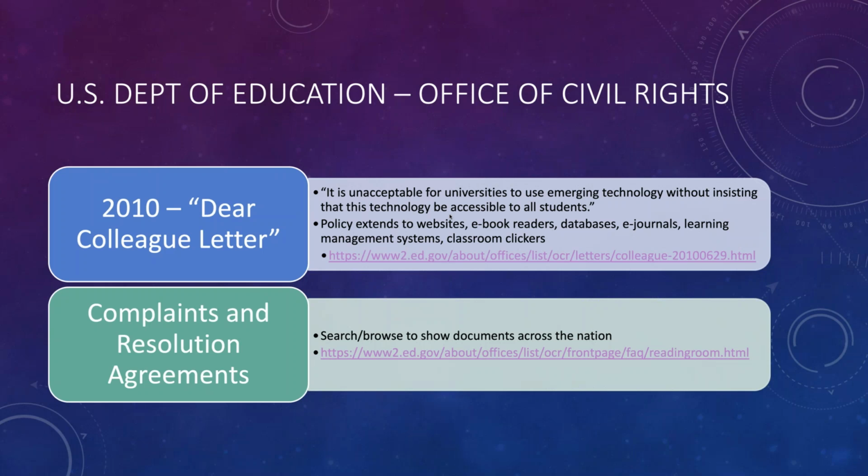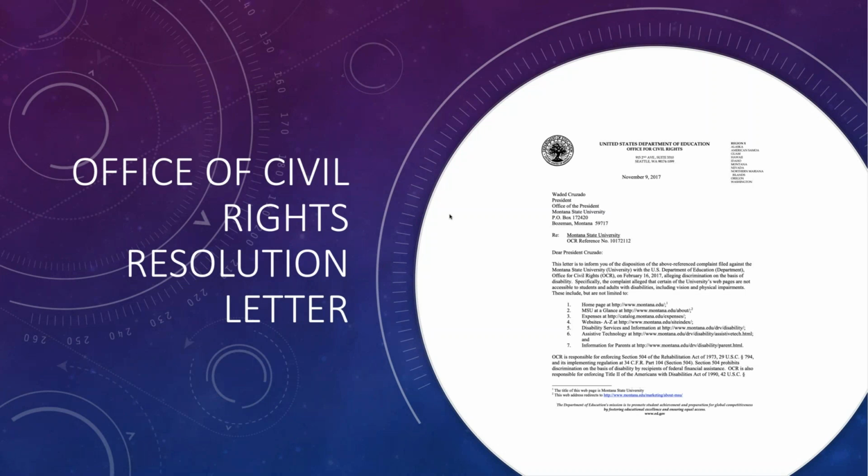Anyway, if an institution does receive a letter, a complaint from the Office of Civil Rights, they're typically given a period of time in which to negotiate how they will address the problems that were uncovered. And once that negotiation is accepted, the Office of Civil Rights issues a resolution letter that looks similar to this.